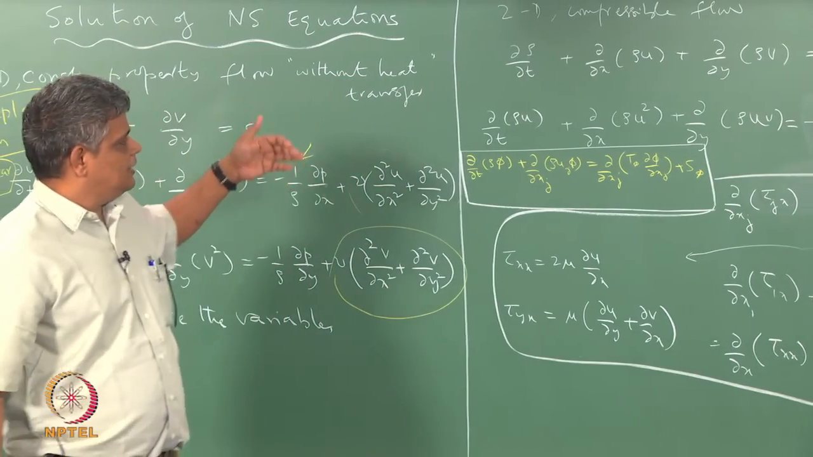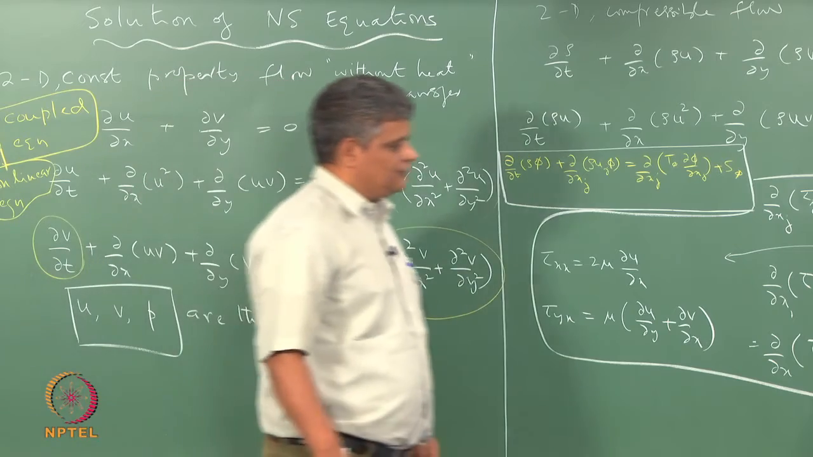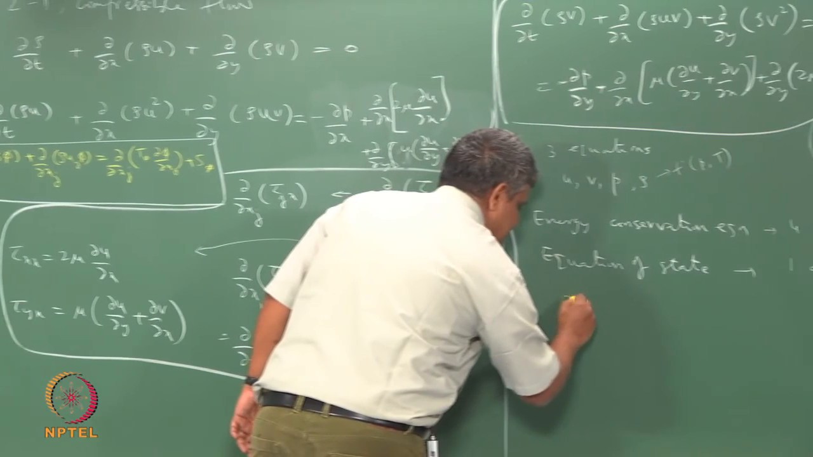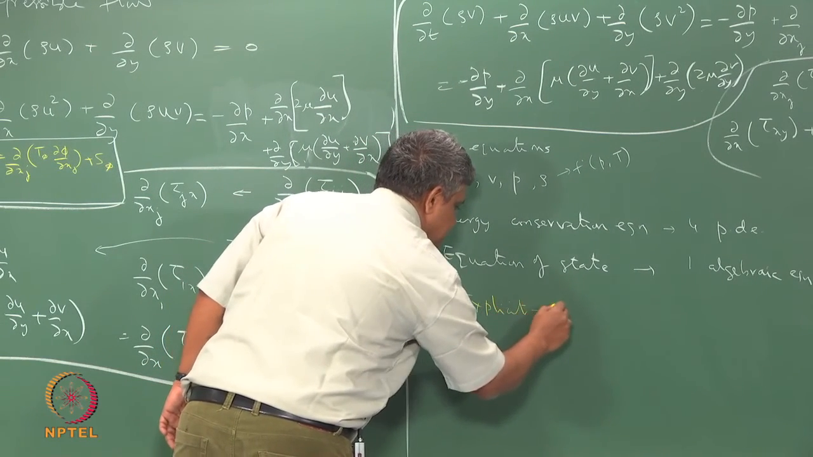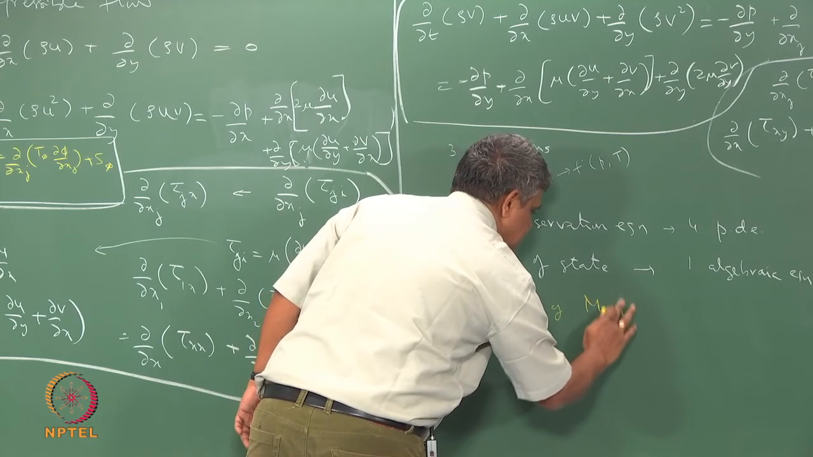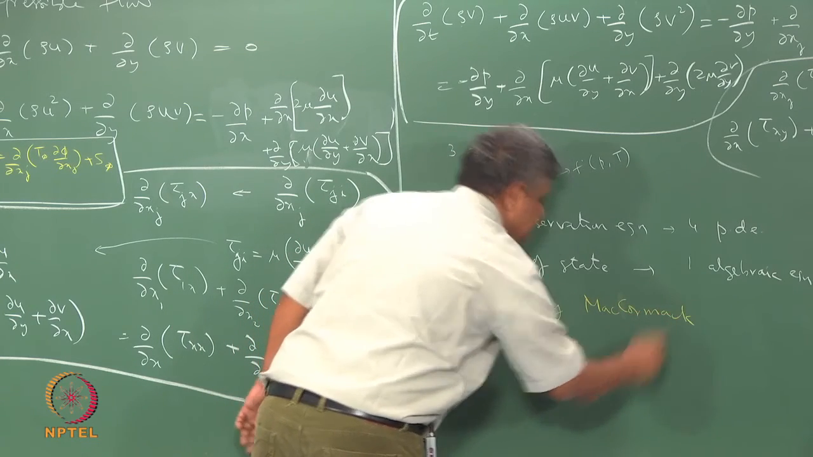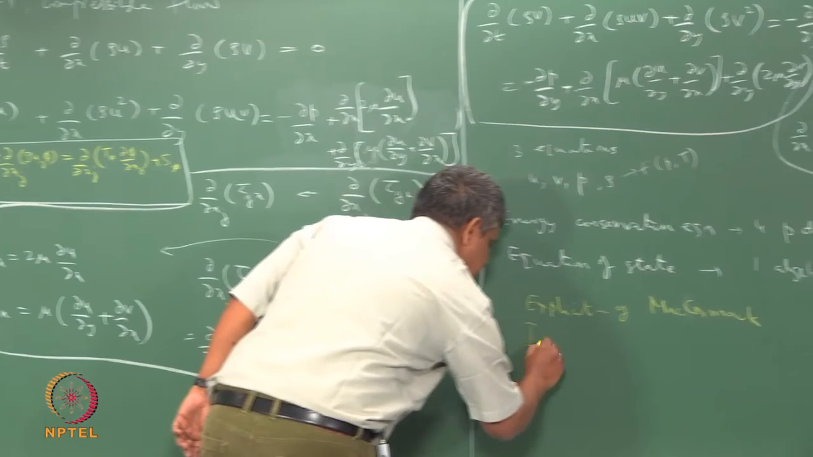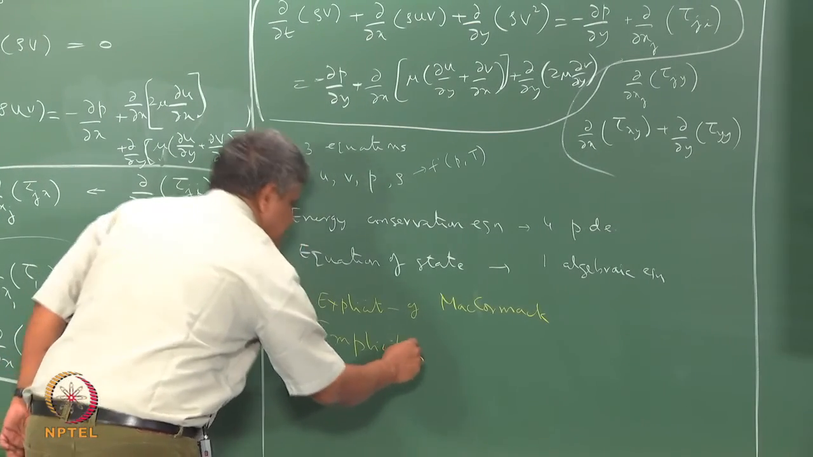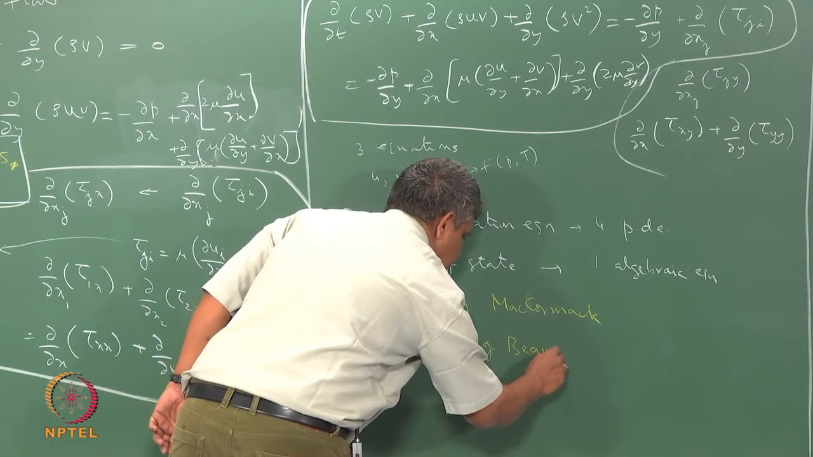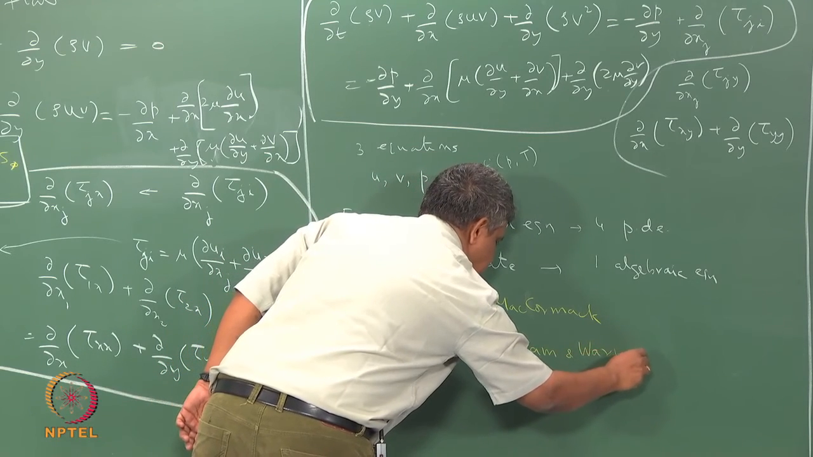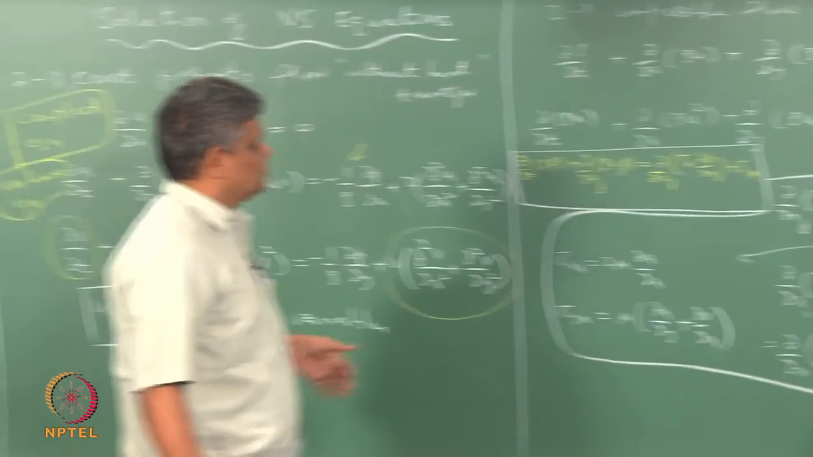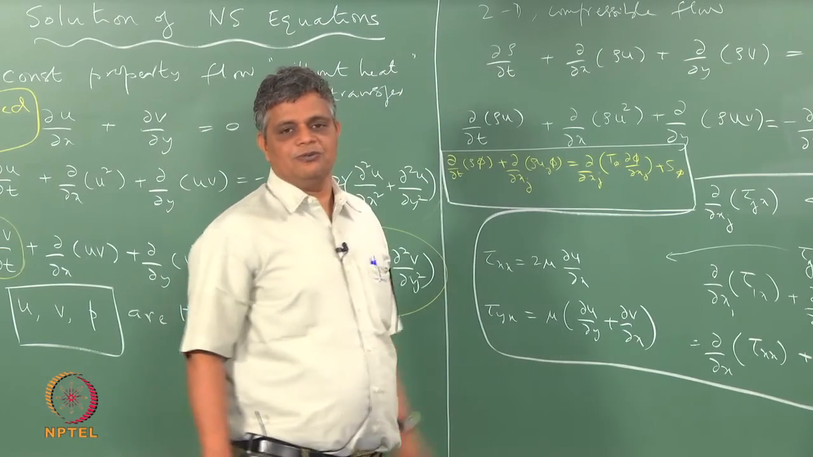So we will start with the case of compressible flow, and we look at one explicit method of McCormack for the solution of these coupled equations, and we will also look at one implicit method of Beam and Warming. So these are a couple of different approaches for the solution of coupled equations that appear in compressible flow.